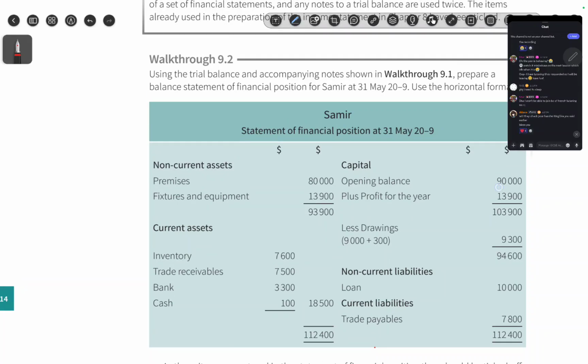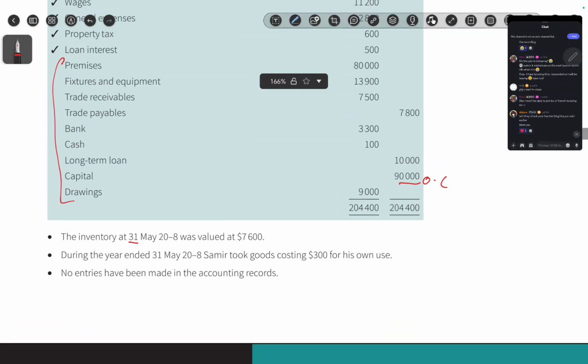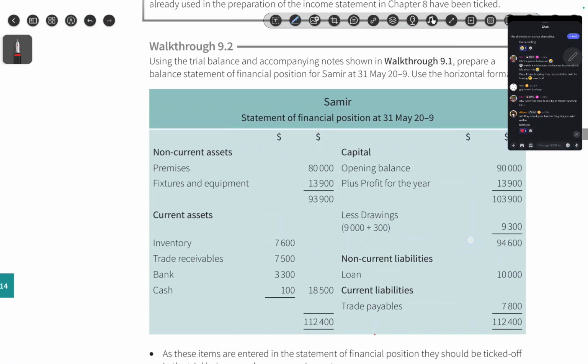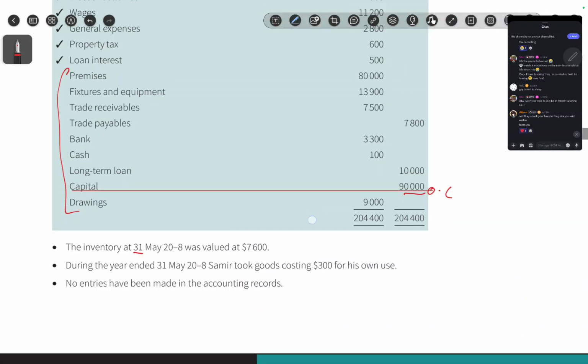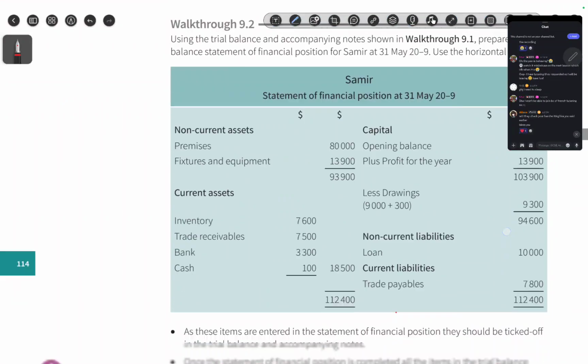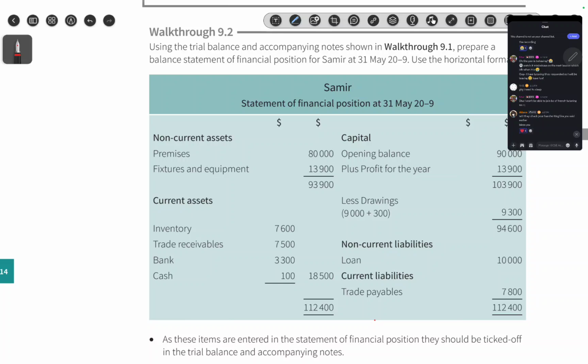Then capital, they gave us 90,000 directly. This is our opening capital. Then we have to add our profit for the year because that increases the capital, then subtract our drawings because that decreases the capital. 300 was our drawings which was not recorded, and 9,000 was our drawings which were recorded. So we just do a total of 9,300.